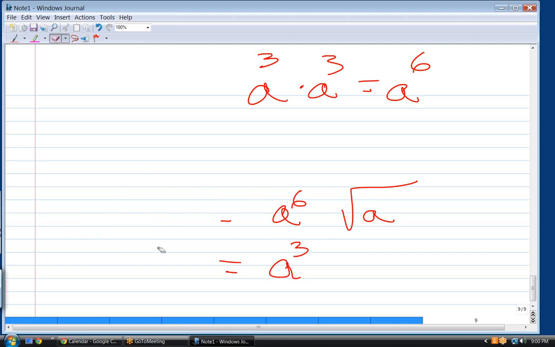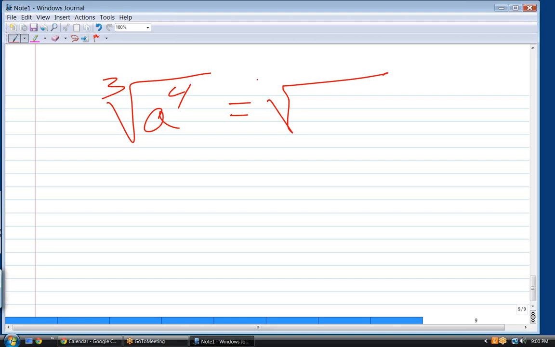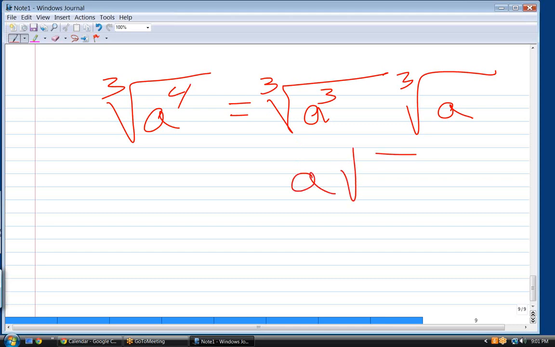Now, tell me if you've seen anything like this, because this can be a little tricky. What is the cube root of a to the 4th? I've seen that. You have? I don't know if I have or not. I don't think I have. Well, we'd do it similarly. We would make it the cube root of a cubed, because I know what that is, times the cube root of a. The cube root of a cubed is just a, so the answer would be a times the cube root of a.